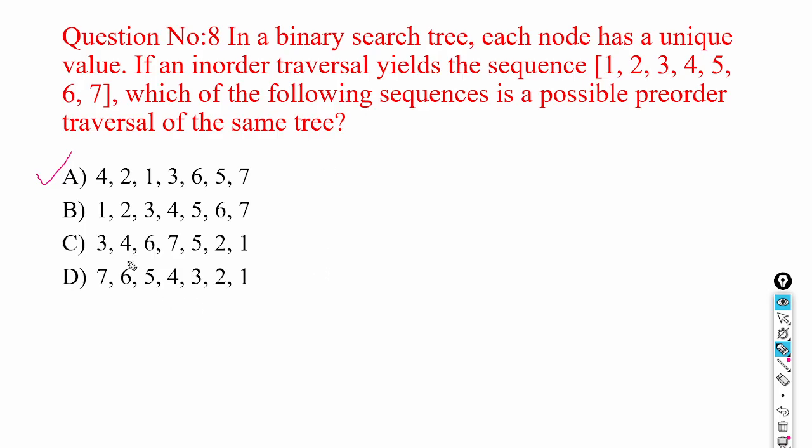Why does the other option represent a skewed traversal? It is not a pre-order traversal. And what is option D? It is in descending order. It is an invalid order here.